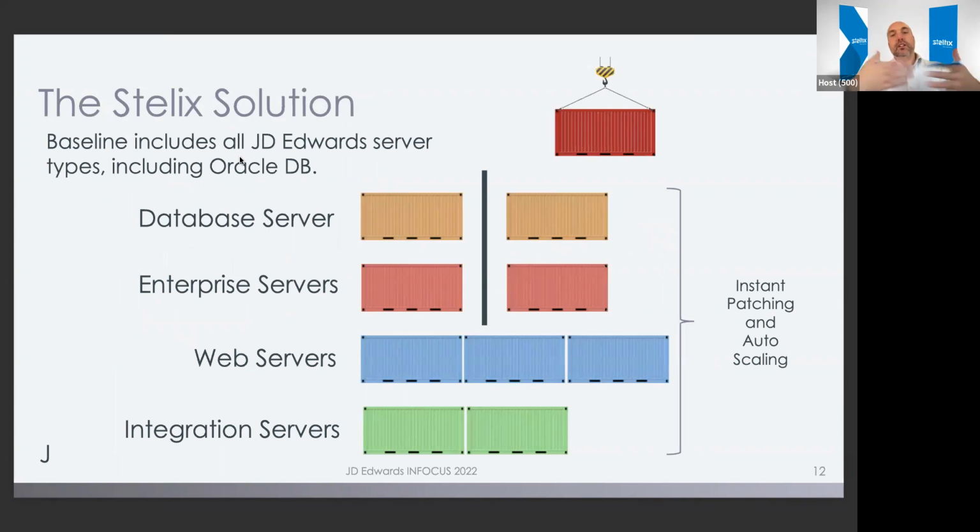So this is what it looks like graphically, where you can scale out your web servers, your integration servers, and as well, there's this black line between the database servers. We always have separate compute resources for production and non-production. But there again, we can scale, we can update, and patch, of course, like just the Oracle database.